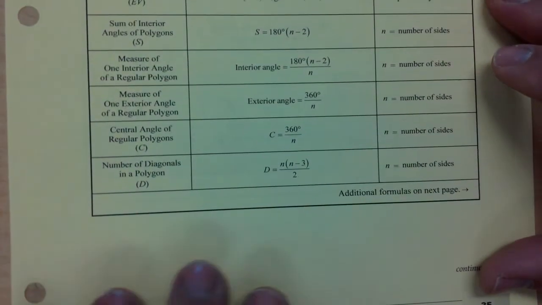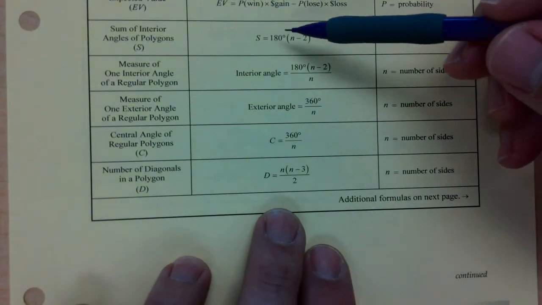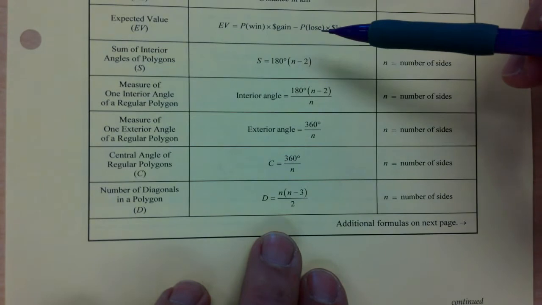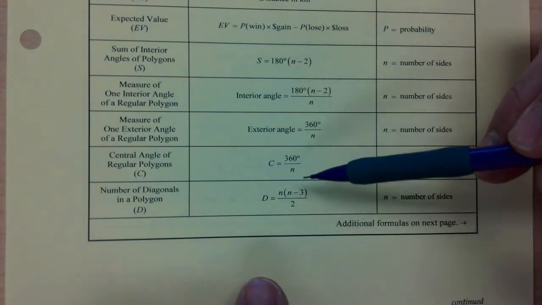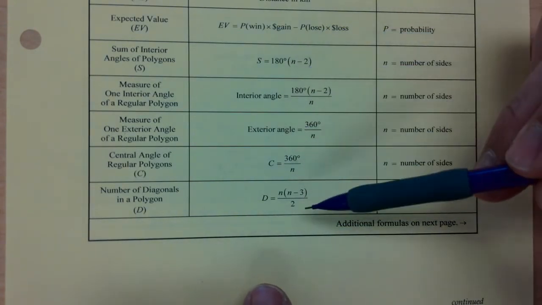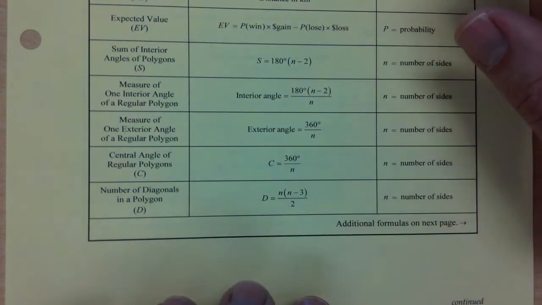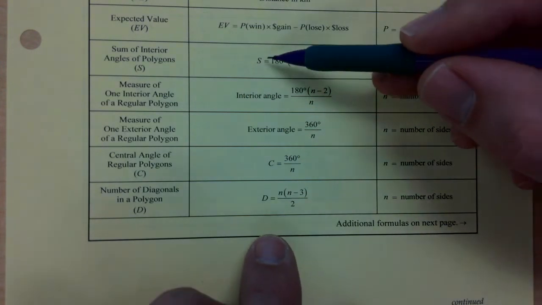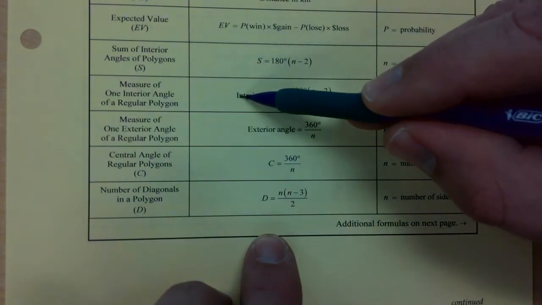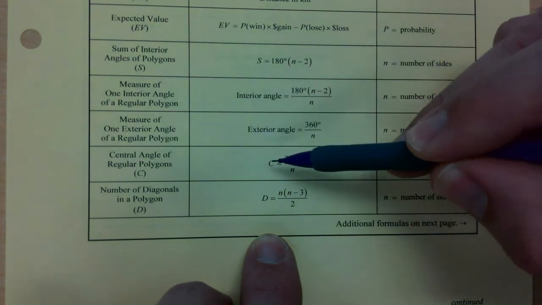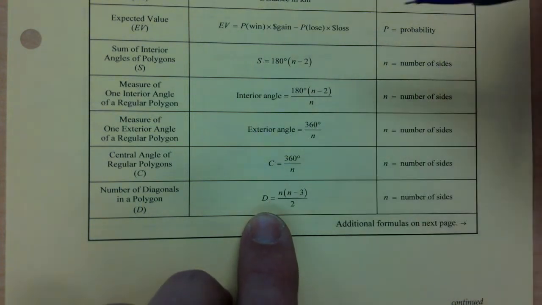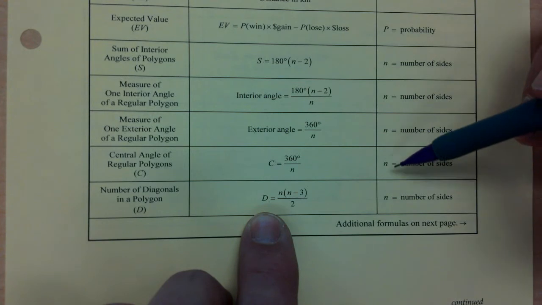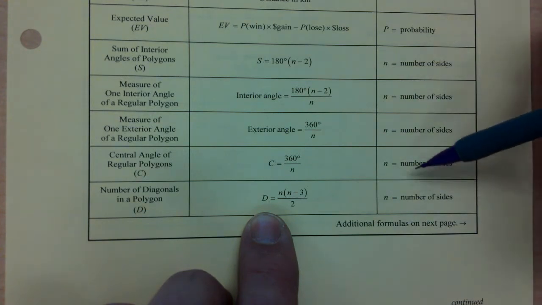Maybe I'll just mention that the province gives you this formula sheet. I know it looks green on my screen, but it's supposed to be yellow. I just have an old screen in front of me. But this has the sum, the interior angle, the exterior angle, the central angle, and the number of diagonals. And n every single time represents the number of sides. Don't let that scare you.